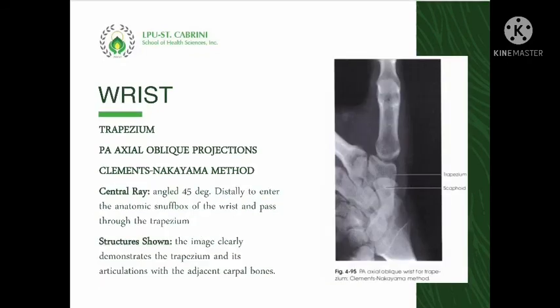The central ray is angled 45 degrees distally to enter the anatomic snuff box and pass through the trapezium. This method will clearly demonstrate the trapezium and its articulations with the adjacent carpal bones.